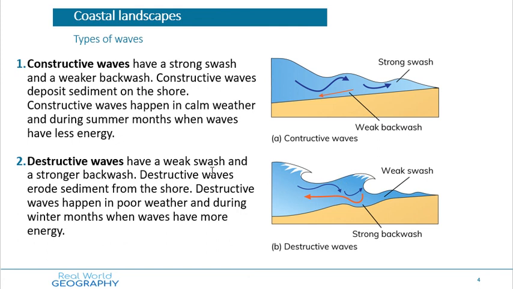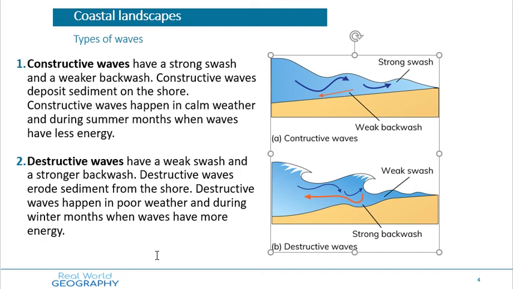Now, a destructive wave has a weak swash and a stronger backwash. Destructive waves erode sediment from the shore, and destructive waves happen in poor weather during the winter months when waves have more energy. So, guys, in a destructive wave, what happens is the wave hits. The swash is weak and it hits the cliff face or the beach, and then the backwash is strong. So what the backwash does is the backwash then washes sediment away. So, for example, if there's a strong backwash, guys, it might take sediment from the beach and bring it away, and that's eroding the beach.